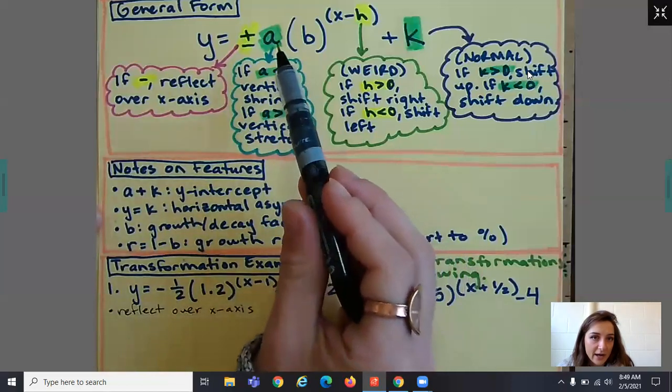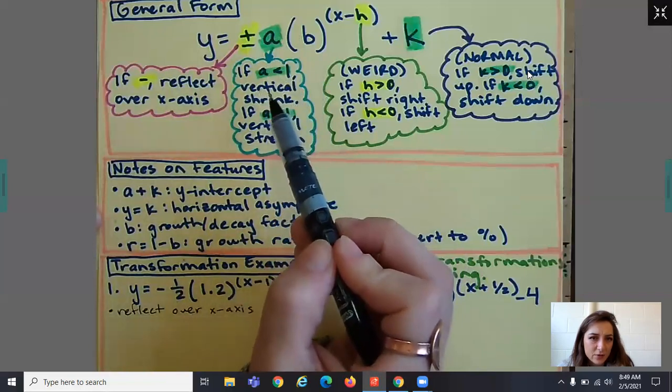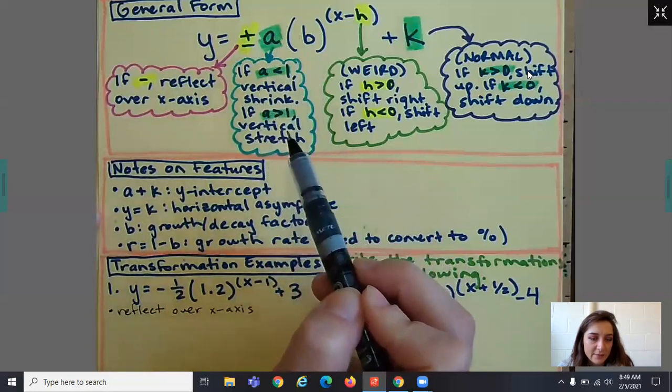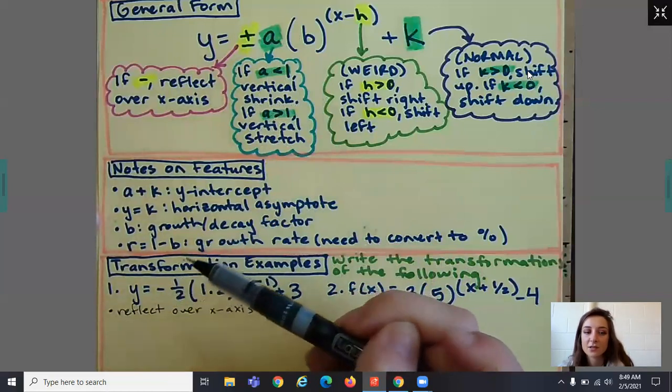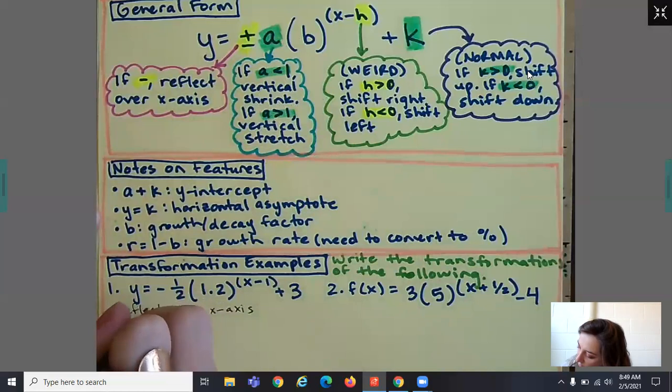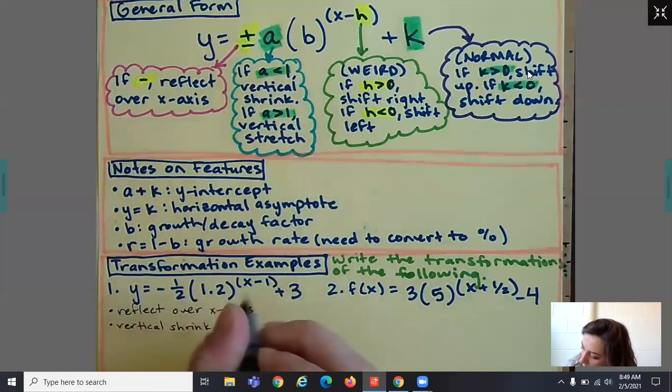The next thing that we're going to look at is this 1/2. And that is going to be our a value. It's the one in front of the parentheses. If a is less than 1, it's going to be a vertical shrink. If a is greater than 1, it's going to be a vertical stretch. So 1/2 is less than 1. So this is going to be a vertical shrink by a factor of 1/2.